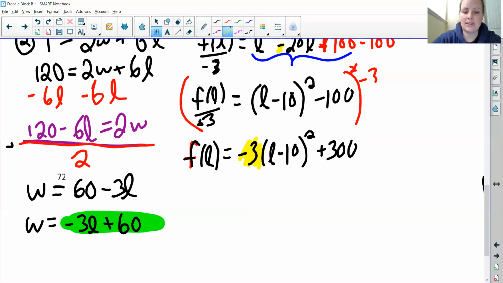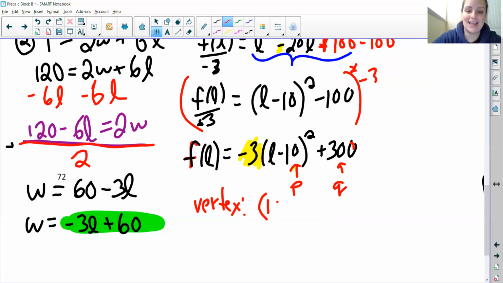I want you to notice that the number in the P position is 10, and the number in the Q position is 300. This means that the vertex occurs at positive 10, remember you change the sign of what you see in the brackets, and positive 300.